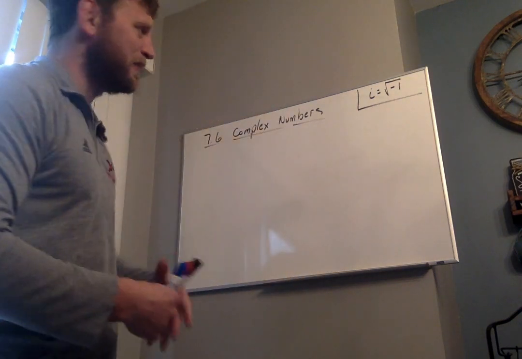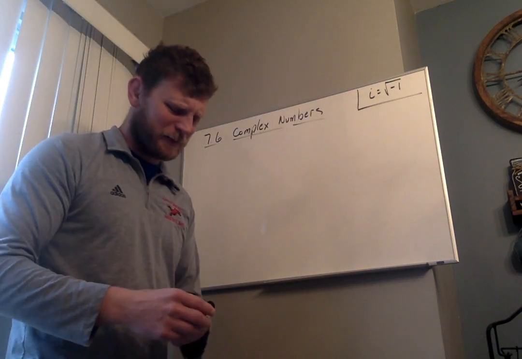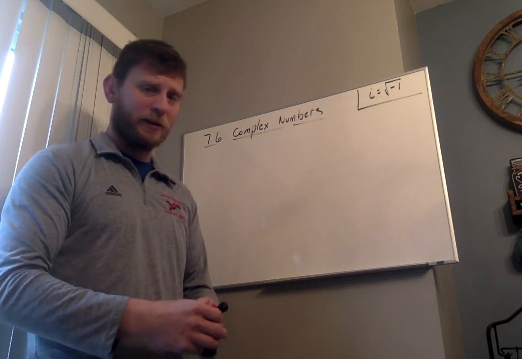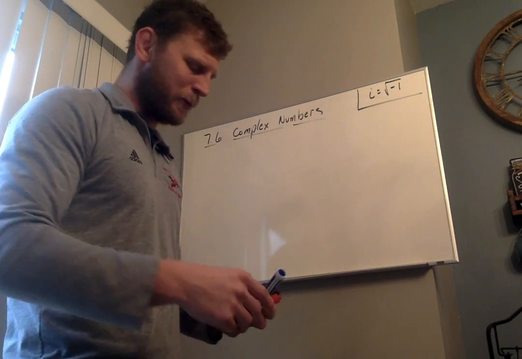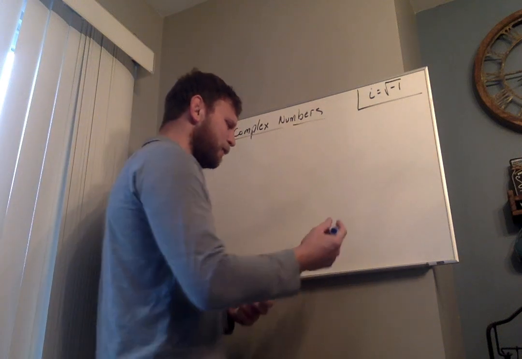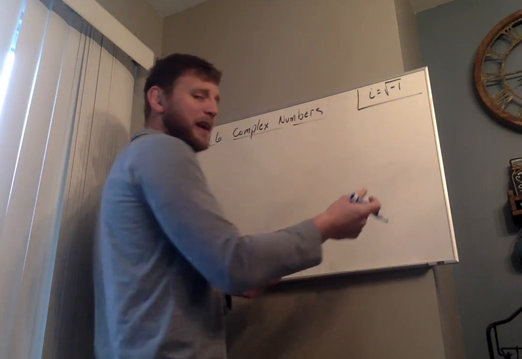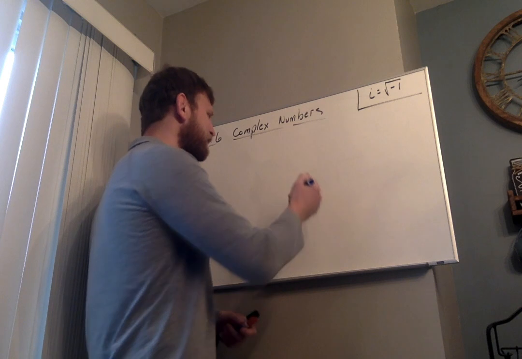Let's talk about 7-6 complex numbers. We haven't really talked about complex numbers yet. We've only talked about imaginary. So, a complex number has two parts. It's got a real part and it's got an imaginary part. And that's what makes it complex.